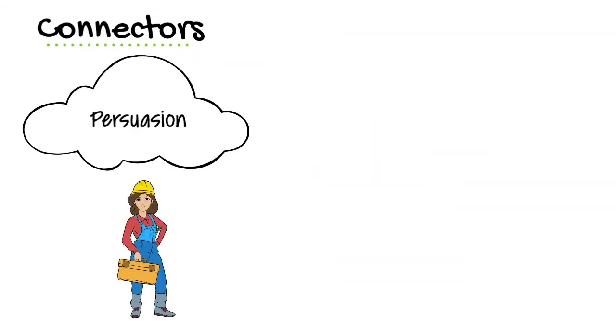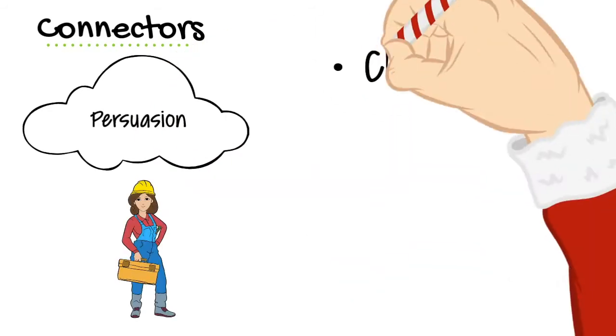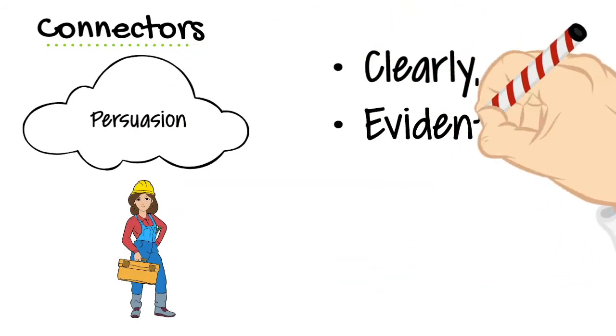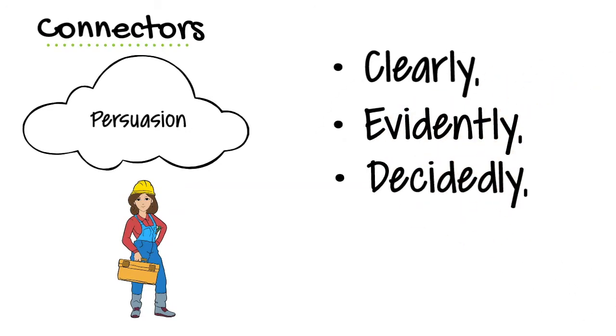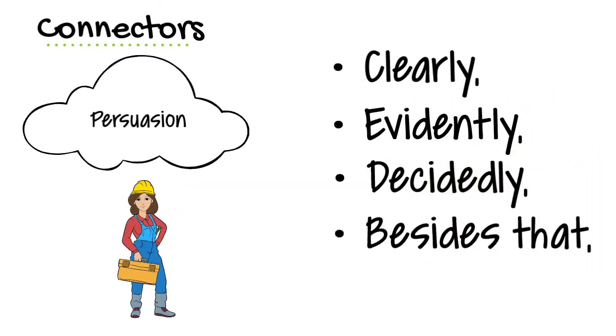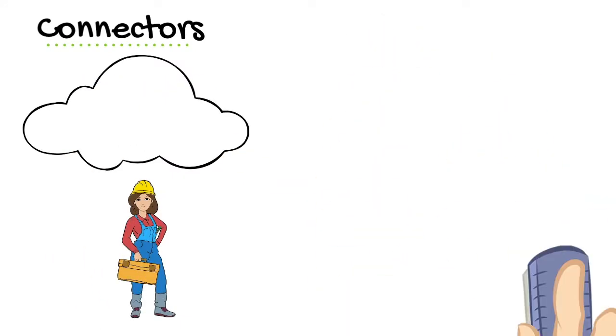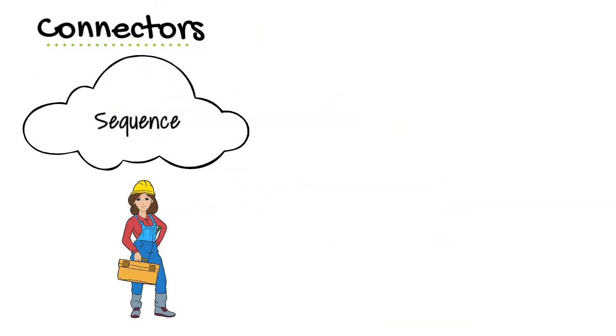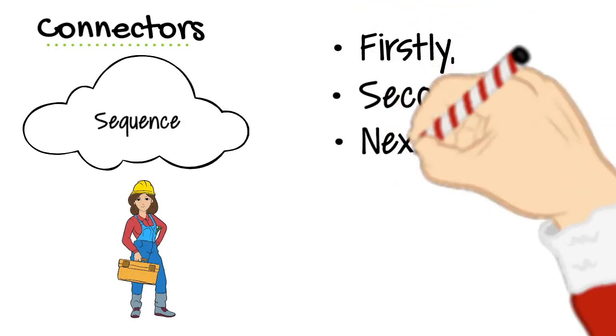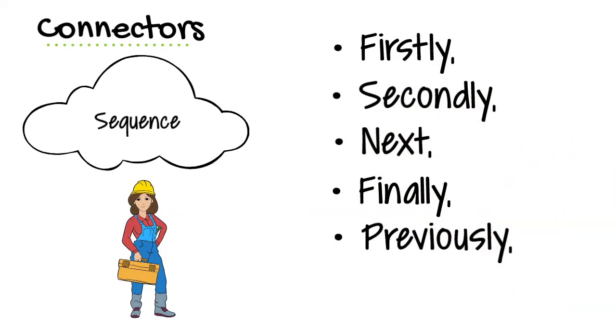When we want to persuade, we can use connectors like clearly, evidently, decidedly, besides that, undoubtedly. When we want to teach a person step by step or sequencing, we can use connectors like firstly, secondly, next, finally, previously, afterwards.